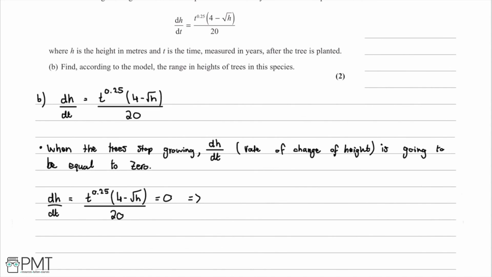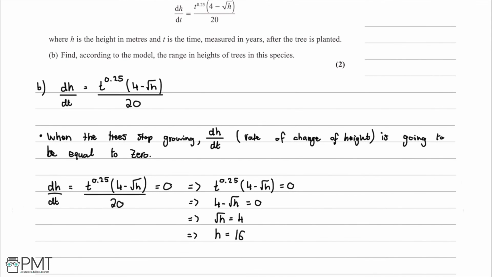So then rearranging this, we multiply both sides by 20, so we'll have t to the power of 0.25 multiplied by 4 minus the square root of h, that's equal to 0. And then bearing in mind we are solving for h here, so we can divide both sides by t to the power of 0.25, which leaves us with 4 minus the square root of h is equal to 0. So therefore we have worked out that the square root of h is going to be equal to 4. And then we can square both sides, so we'll have that h is going to be equal to 16.